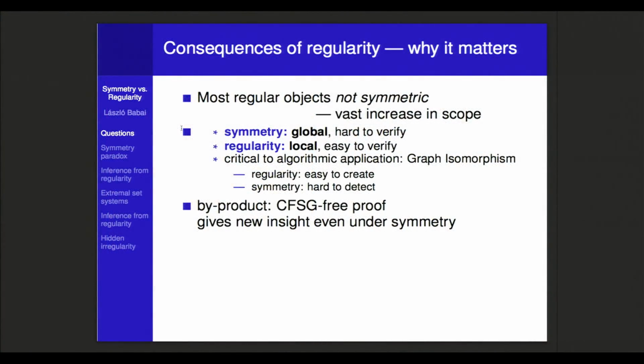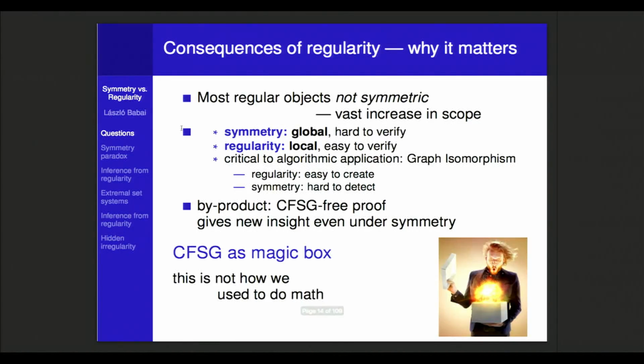Okay, as a byproduct of such proofs, one also gets a benefit even if there is a symmetry assumption there. Namely, we are forced to use elementary means, at least not the classification of finite simple groups, and that definitely gives new insights even under the assumption of symmetry.